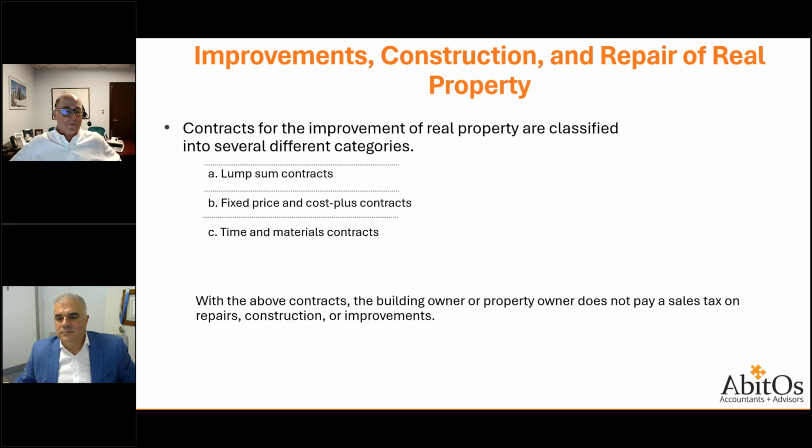Construction, improvements, and repair of real property. Whether it's a lump sum contract, I'll do the whole kitchen for $100,000, whether it is fixed price plus, which is I'll do all this construction for my cost plus a fixed price of profit, or whether this is time and materials. If your air conditioner breaks and the contractor shows up, he's going to say whatever the materials are and however long it takes, I charge $100 an hour plus the materials. Those are all still improvement to real property, and the contractor should not be charging the property owner a tax.